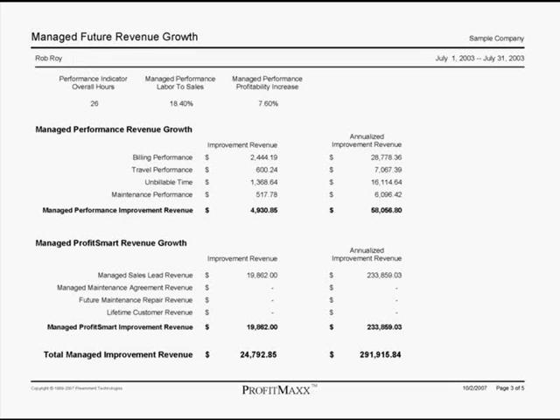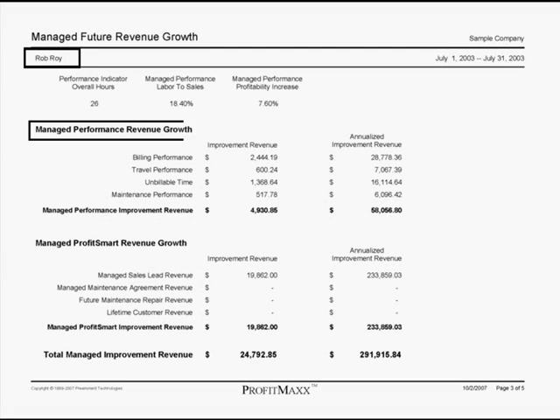Next, we'll take a look at Rob Roy's performance. Again, we can find Rob Roy's name in the upper left-hand corner of this report. His performance indicator was 26. Again, a little bit higher than we're looking for. Again, our target is 25. Had we managed him to all of our goals and expectations, he could have been as low as 18.4. That's an increase of 7.6%.